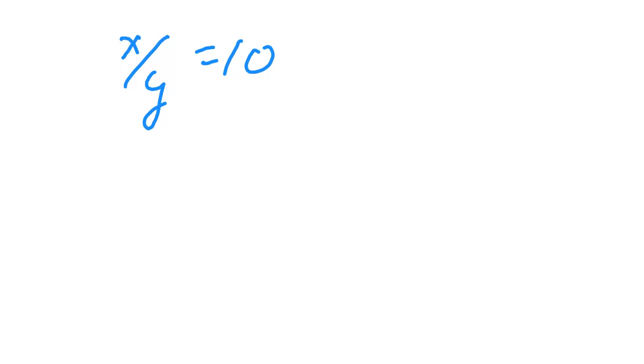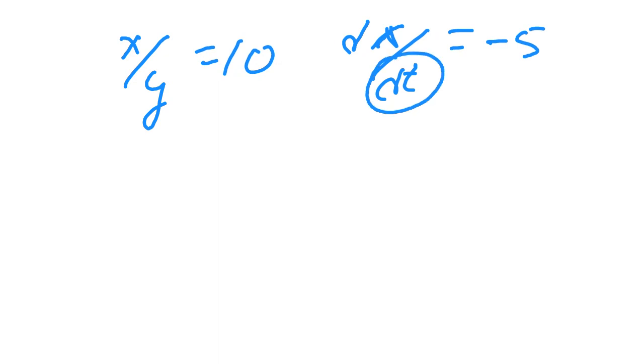Okay. And so this is the problem. x over y equals 10, and then it says dx dt equals -5, and it wants to know what dy dt is. All right. So here's the thing. This is implicit differentiation again, but we're taking the derivative with respect to what?